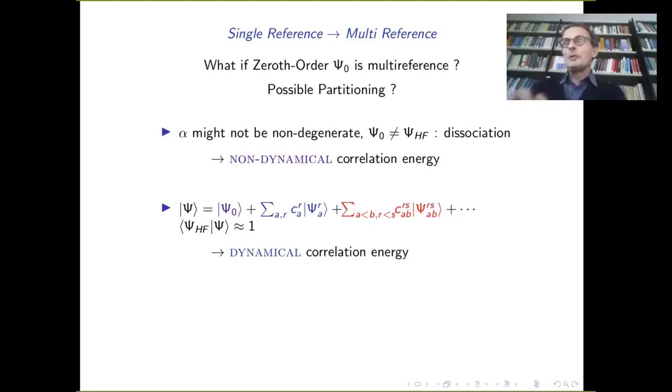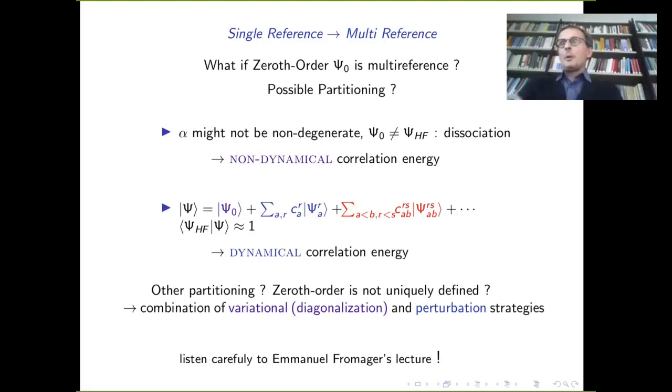That's some sort of partitioning and terminology that we like to introduce in terms of non-dynamical correlation, which means quasi-degeneracy, as compared to dynamical correlation energy. And I suppose that Julien Toulouse in particular would speak a lot on those things. Are there any other partitionings? What if the zeroth order is not uniquely defined? Then you enter the plethora of approximations or descriptions, but I will try to shed light on the leading ones in the context of a well-defined zeroth order wave function through the Hartree-Fock description.